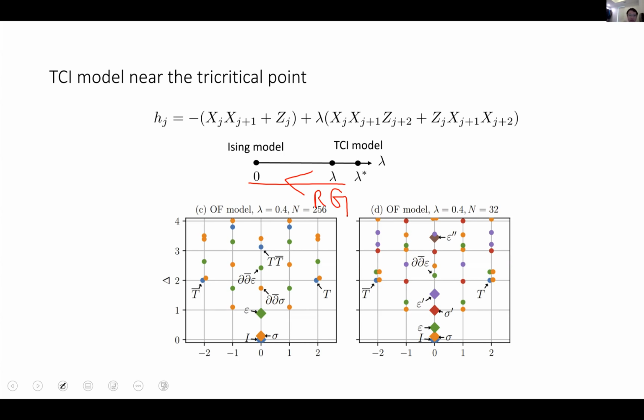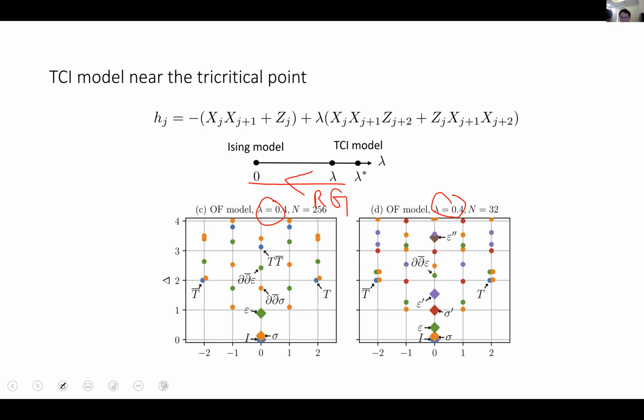So we choose this lambda to be 0.4, which is very close to lambda star, which is 0.428. And so in the left panel, I show you what the spectrum looks like when you have a very large system size, which is 256. And you see that this spectrum really looks like the Ising model. Of course, there are corrections, but qualitatively it looks very much like the Ising CFT. Yes, and that is expected because, by definition of RG flow, you should see the IR fixed point when you have larger system size. But if you have small system size, you actually see a lot about this UV CFT.